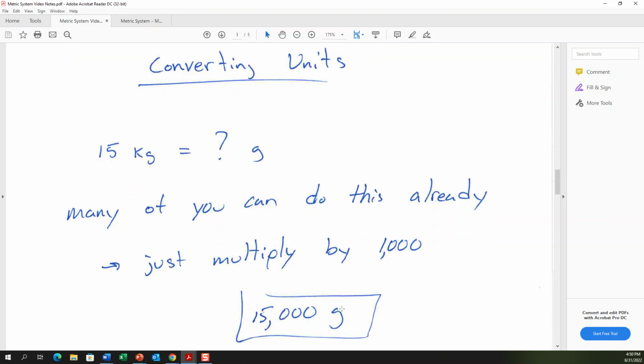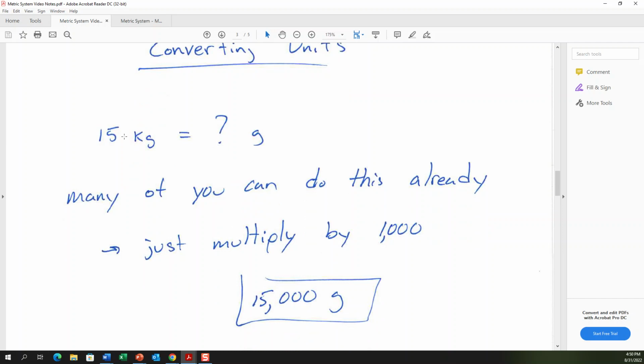But I want us to understand a way to do that same conversion, called dimensional analysis, and actually show what you're doing. Because let's understand something: me saying 15 kilograms or me saying 15,000 grams, I'm saying the same exact thing.